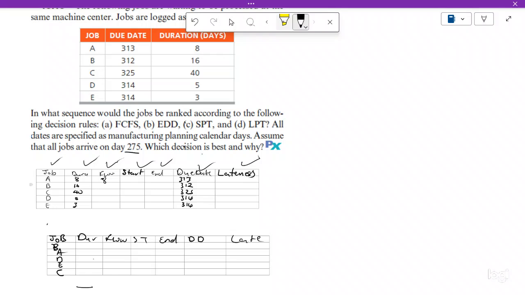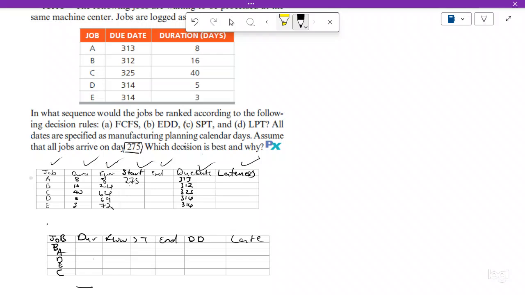Hurry up calculating, guys. Hurry up. 24 plus 40 plus 5 plus 3. All right. The start date now, they are giving you 275. You see that?